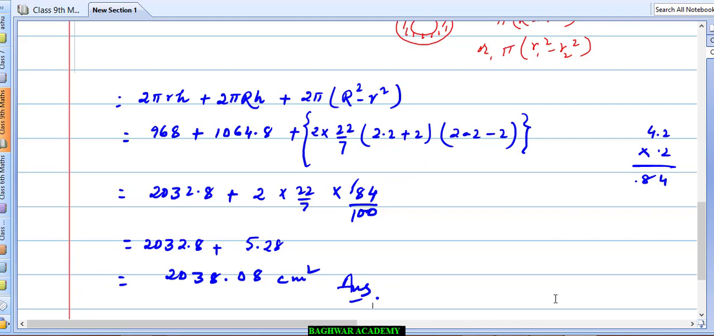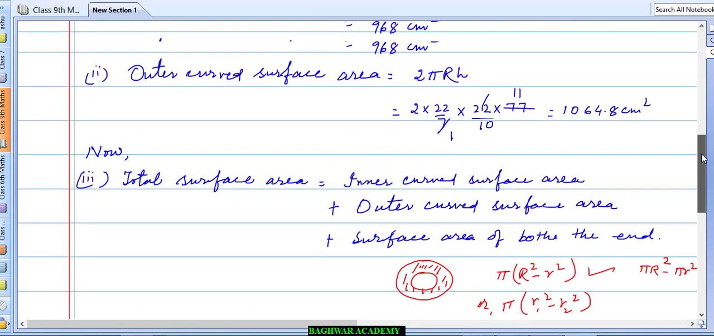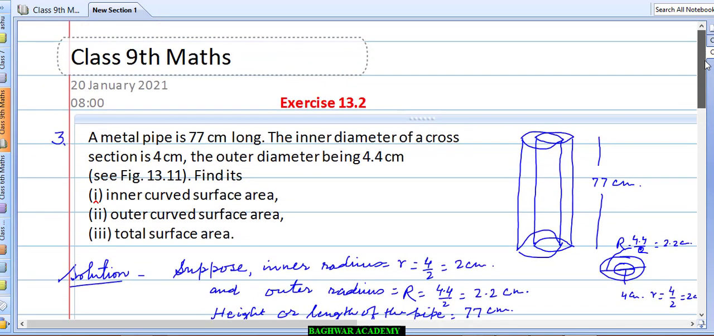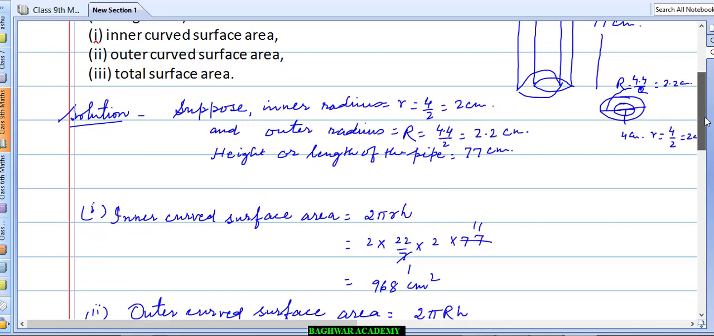Properly you need to understand the question and then solve. I hope you understood and you will be able to solve the remaining questions. Just try by yourself. Otherwise we will see in the next class.